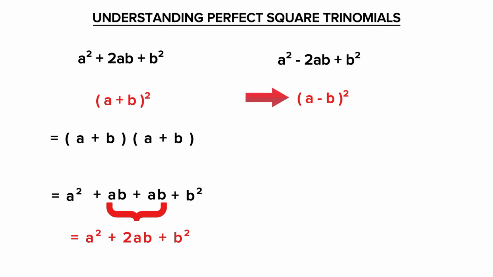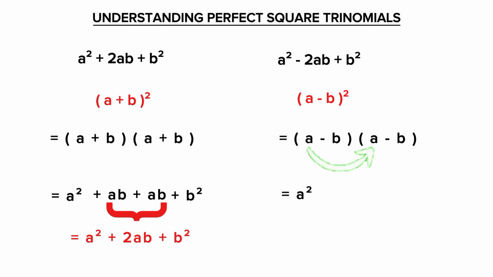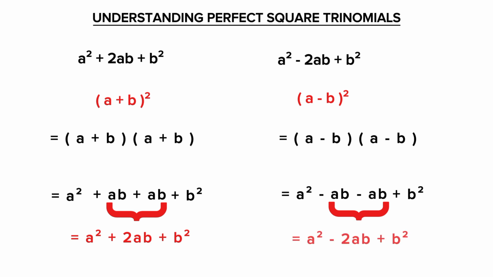Also, expand (a minus b) all squared. This equals (a minus b) times (a minus b). A times a equals a squared. A times minus b equals minus ab. Minus b times a equals minus ab. Minus b times minus b equals b squared. Combine like terms. Minus ab minus ab equals minus 2ab. So we get a squared minus 2ab plus b squared, another perfect square trinomial.